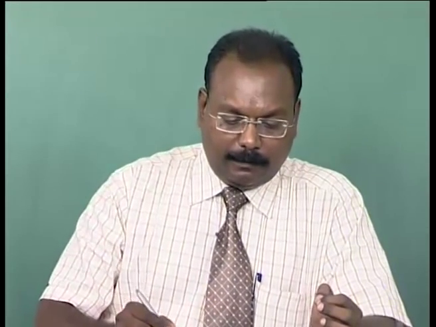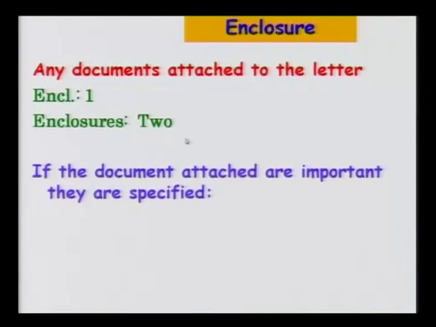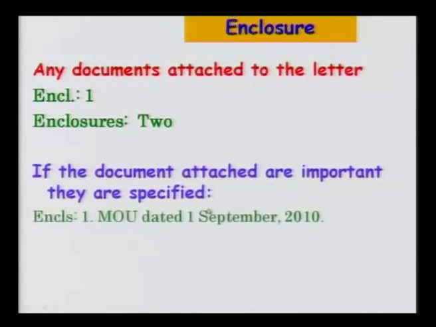Now, enclosure. The enclosures are the attachments which are attached along with the letter. Simply you can refer to this as any documents which are attached to the letter, they are considered as enclosures. Now, if there is a single enclosure, you can indicate that by enclosure 1. If there are 2 enclosures, you can simply say enclosure 2, but sometimes if the documents attached are important, they are specified. You cannot simply say the 1 enclosure or 2 enclosure, you also need to mention the details.